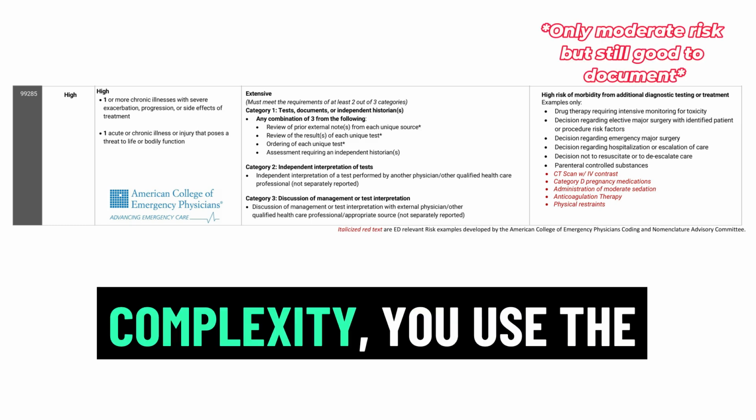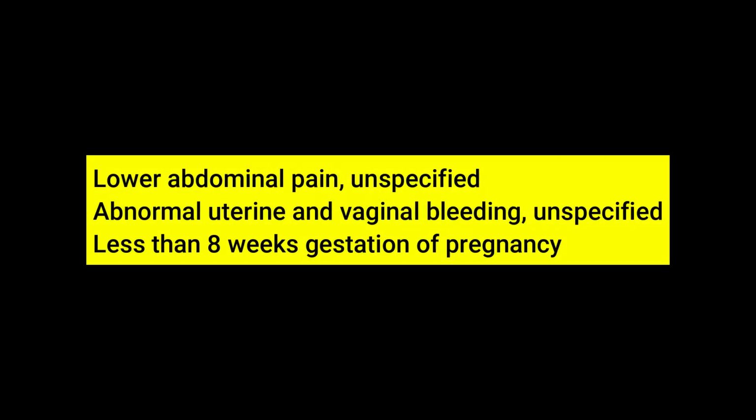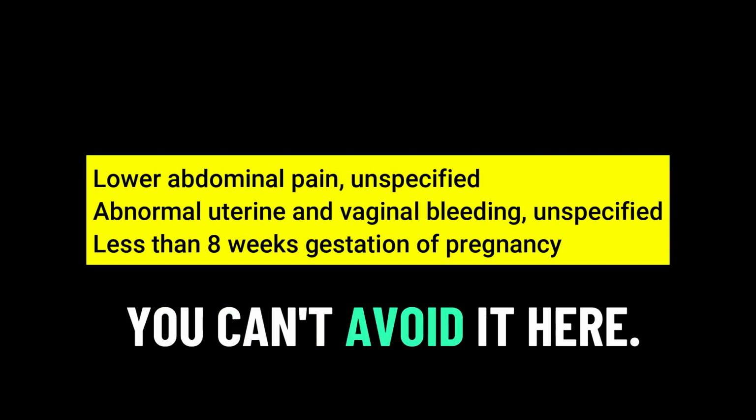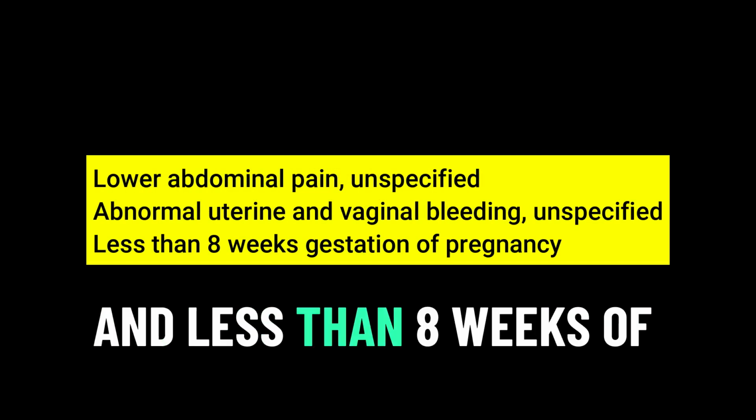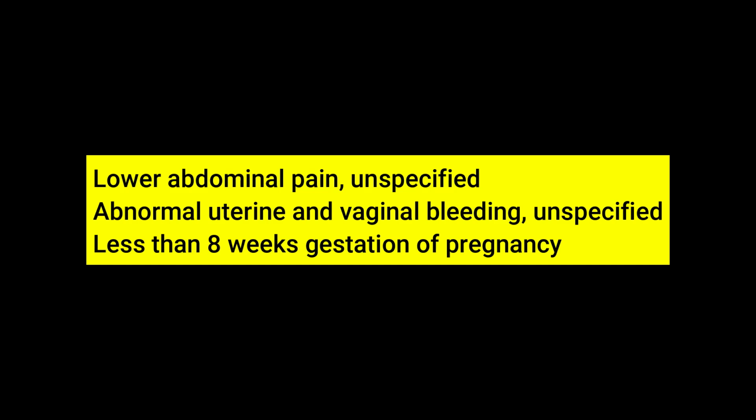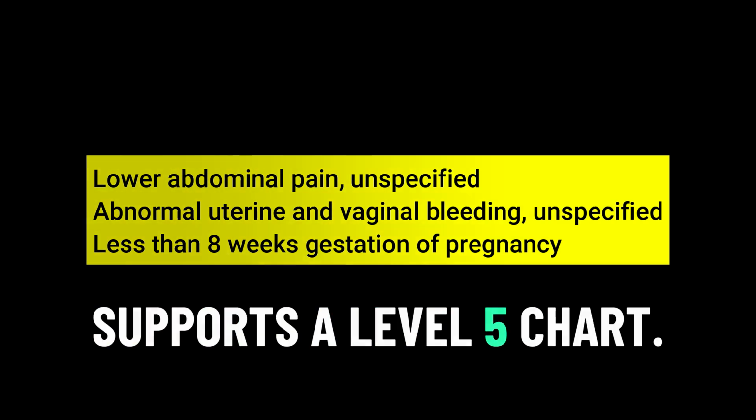And to support your complexity, you use the following ICD-10 codes. Lower abdominal pain, unspecified. Yes, it has unspecified, but you can't avoid it here. Abnormal uterine and vaginal bleeding, unspecified, and less than 8 weeks of gestation of pregnancy. This documentation likely supports a level 5 chart.